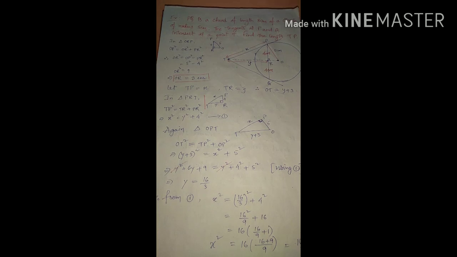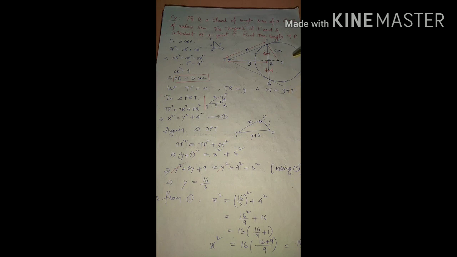Next, let us consider this TP length equal to X centimeter, and this TR length equal to Y centimeter. Since we already know the length of OR is 3 cm, the total OT length is this distance Y plus 3. So OT equals Y plus 3.